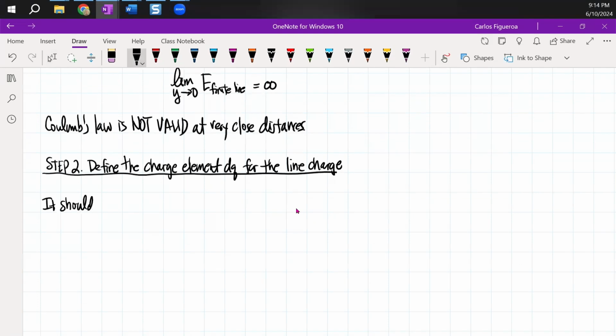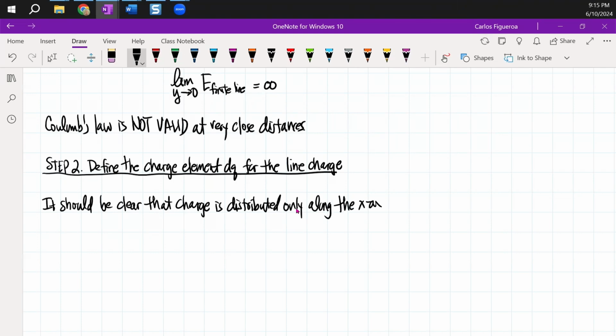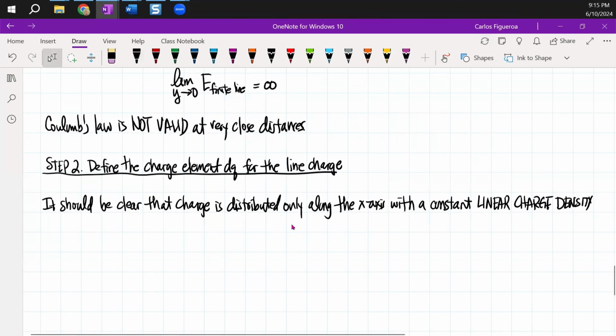It should be clear that charge is distributed only along the x-axis with a constant linear charge density defined as lambda, which is supposed to be a function of position, but in this case, because it's uniformly distributed, it's a constant.